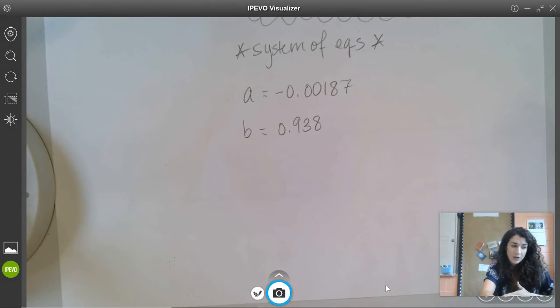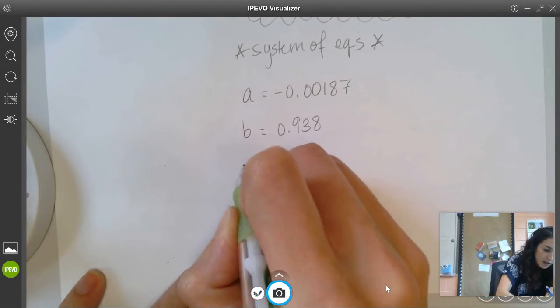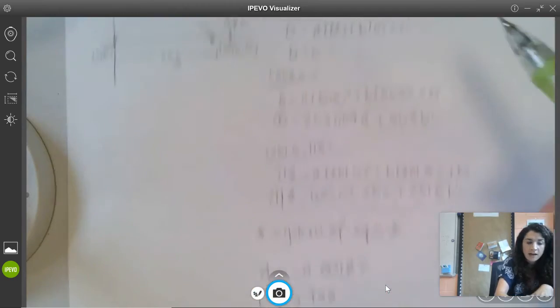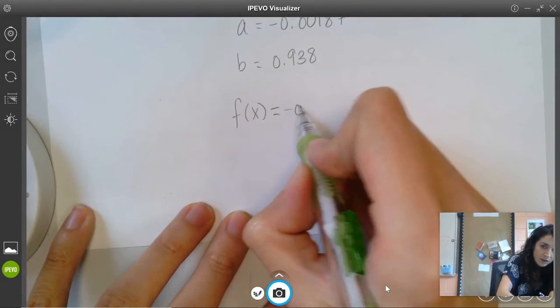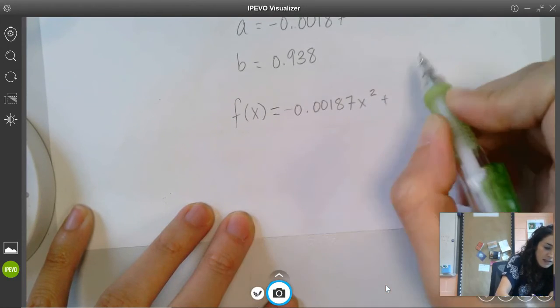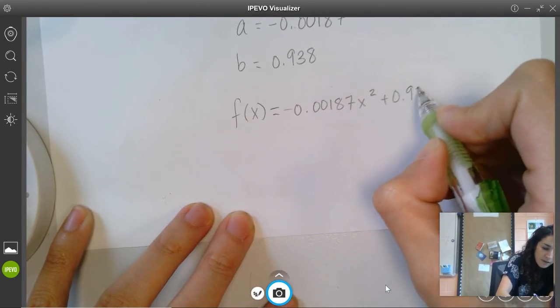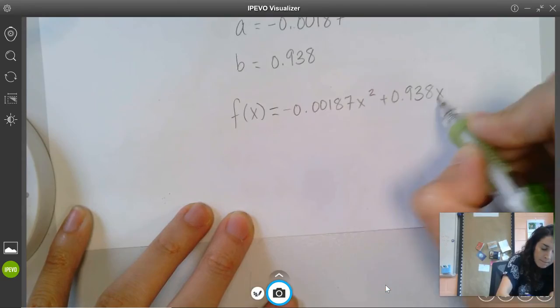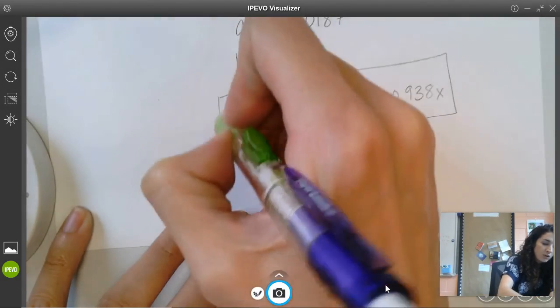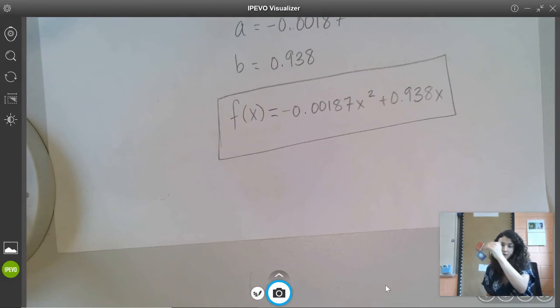The very last thing that we need to do is just put it all together in an equation because it asks us to develop a quadratic model. In other words, develop a quadratic equation. f of x equals, instead of a x squared, we do negative 0.00187 x squared plus bx plus c, which is 0. And now you've created a quadratic model that represents the arch of the bridge.